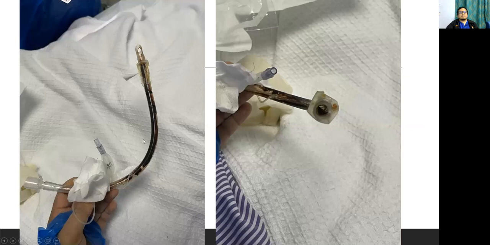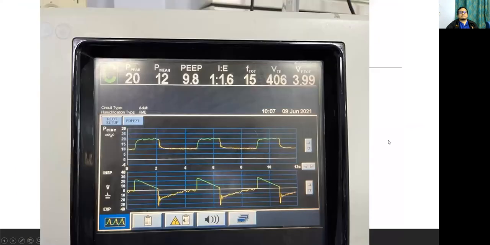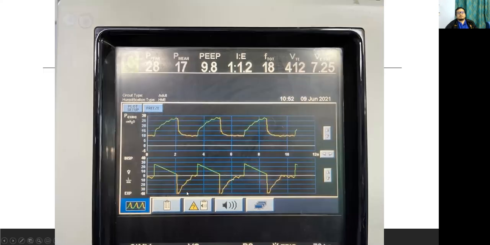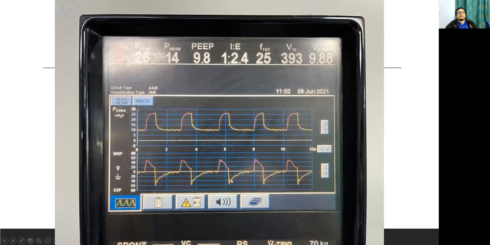Okay. So this is what we had when we pulled out the ETT. The ETT was blocked with clots. Okay, almost complete block. After we changed to a new ETT, the graph improved, but there was still some obstruction. So we did a bronchoscopy and cleared all the clots in the trachea and both main bronchi, right and left. After we did the bronchoscopy, the expiratory flow waveform became much better, more concave, I would say. All right, and then when the patient regained spontaneous breathing, this is what you can see.